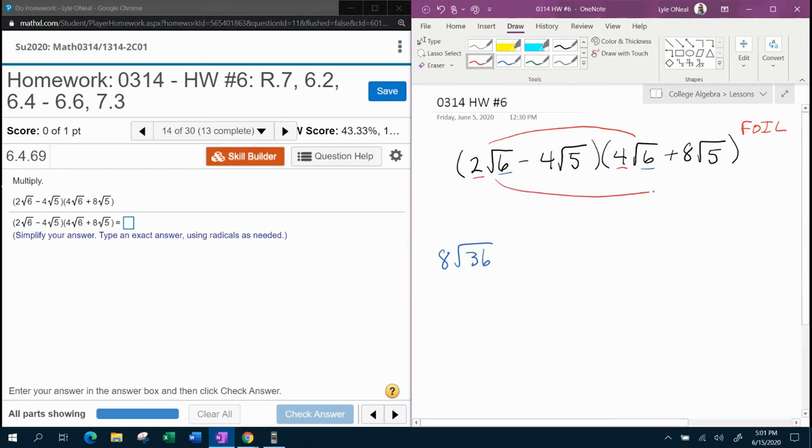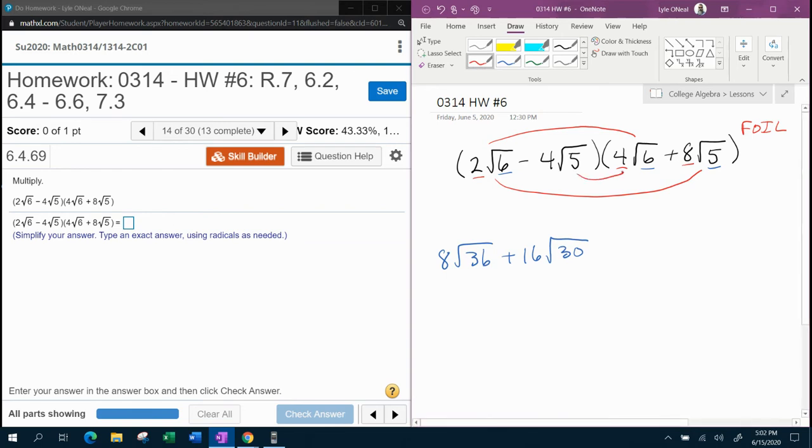Next, on the outside, we have coefficients. 2 times 8, which is 16, and that is going to be positive 16. Square root of, and they both have square roots. So 6 times 5 is 30.